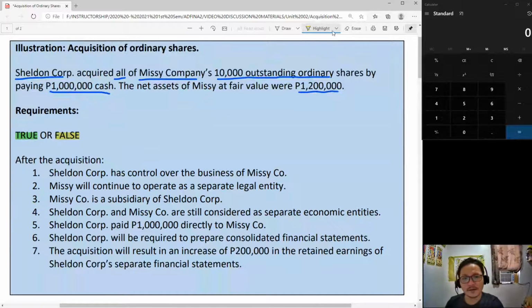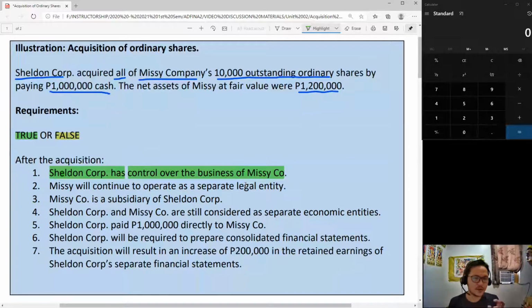Number one, your answer to that question is true. In order to appreciate this, you must have a basic understanding of how corporations operate. When a corporation is established, it is authorized to issue ordinary shares. And these ordinary shares are evidence of ownership. Whoever holds these ordinary shares are known as our shareholders. Those shareholders actually own the company.